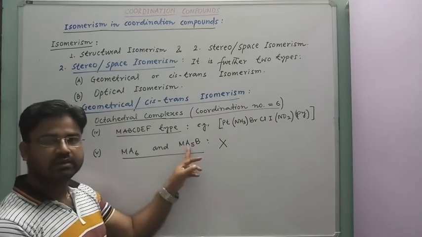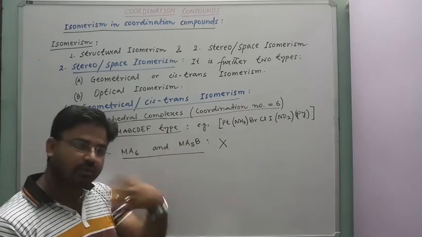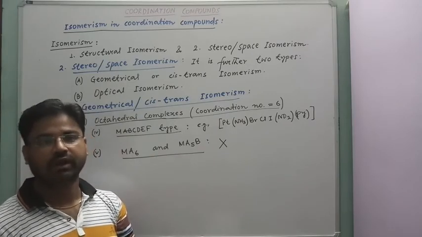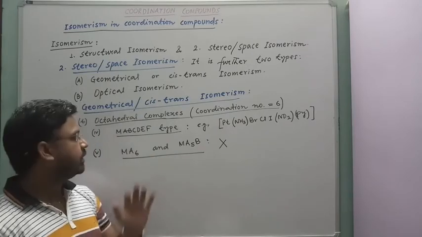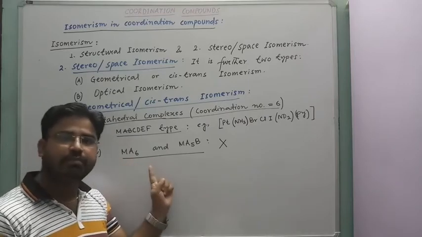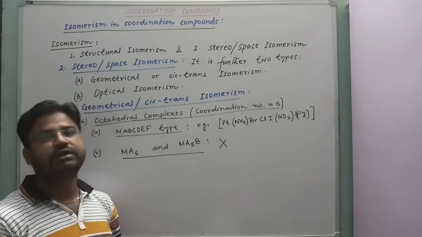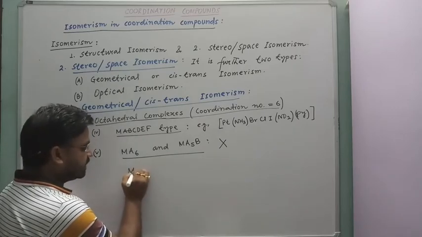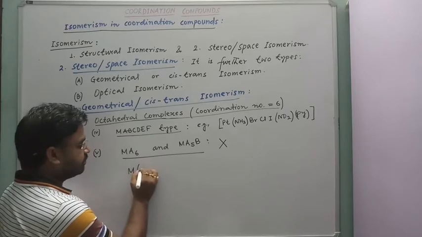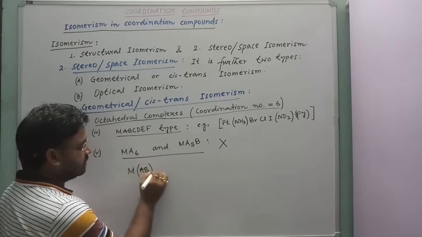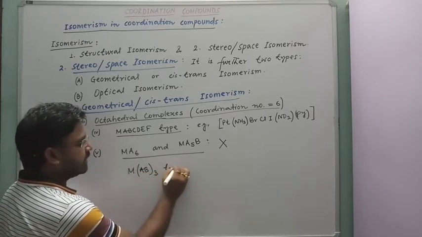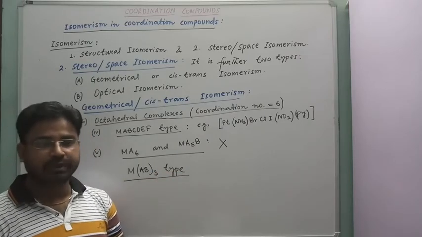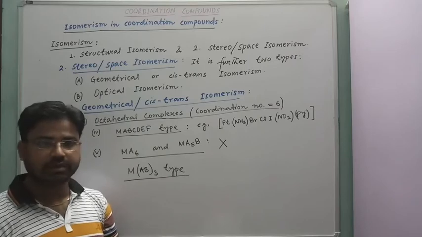that means all the ligands in all positions are almost the same. That's why they cannot show any geometrical isomers. But if the compound contains didentate chelating ligands, then it can show geometrical isomers. That is, say, MAB3. So MAB3 type compound can show geometrical or cis-trans isomers.